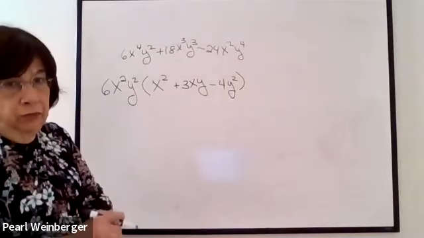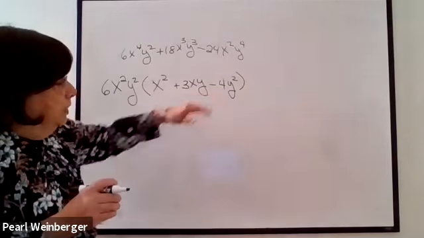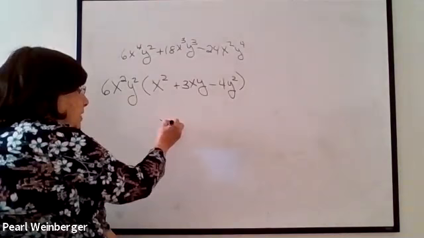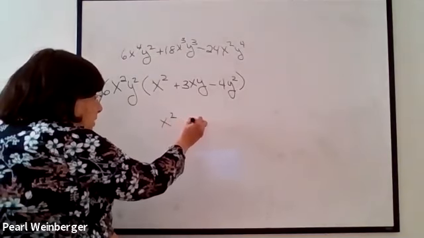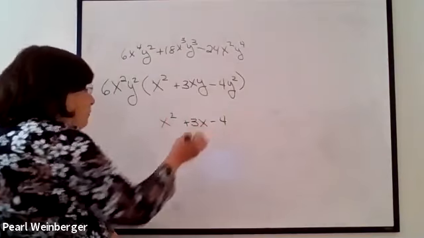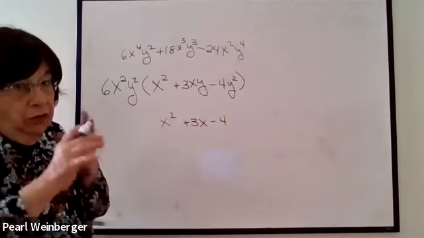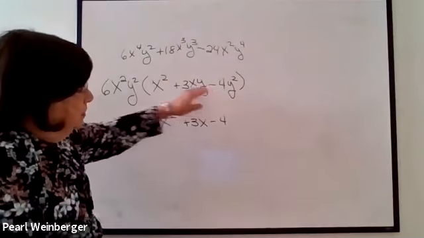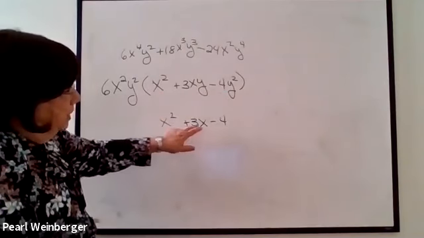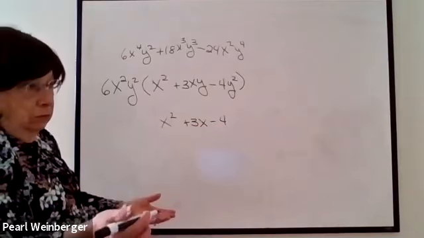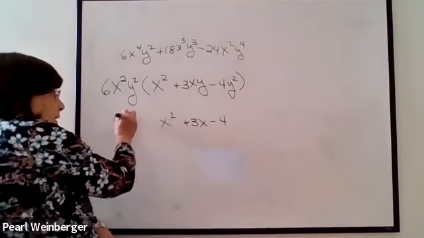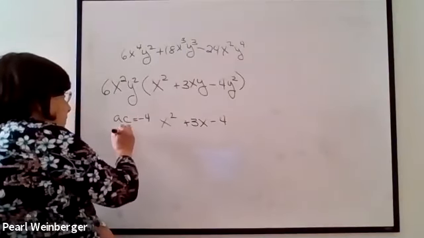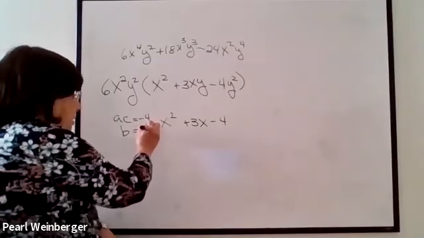So here's what I'm going to do. I'm going to rewrite that trinomial without the y's. If I just write the x's, I'll get x squared plus 3x minus 4. For the interim, we're working on it, ignore the y's and factor this expression, x squared plus 3x minus 4. Well, it's just a regular trinomial. And my AC is 1 times negative 4, which is negative 4. And my B is positive 3.